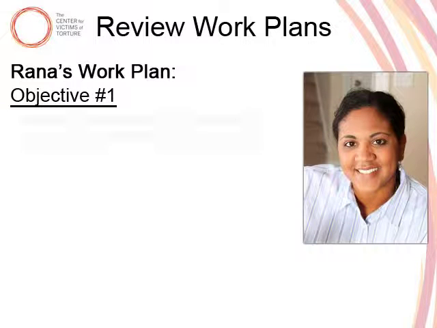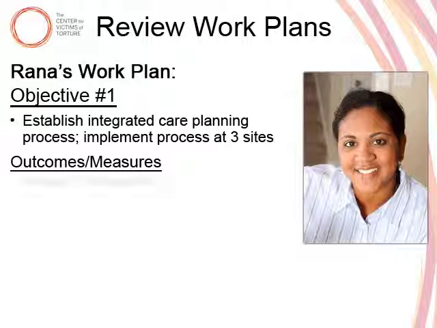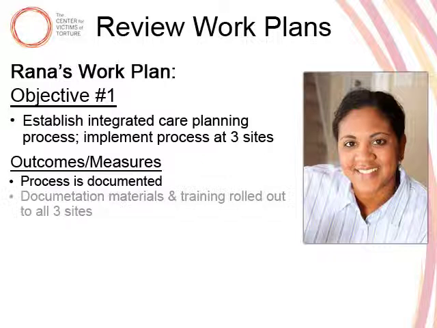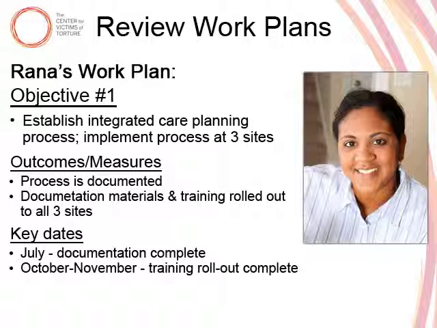Objective 1. Establish an integrated care planning process and implement the process at the 3 sites. The indicators or outcomes used to measure Rana's success with this objective are that she completes documentation of that integrated care process, and that the documentation materials and training are rolled out to the teams at each of the 3 clinic sites. Key dates or timeframes for these indicators are: the documentation should be completed by July, and the training and rollout of the process scheduled for October and November.